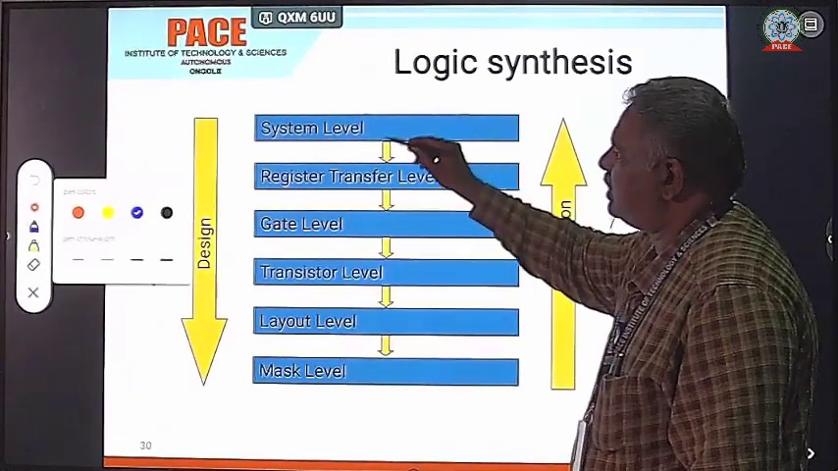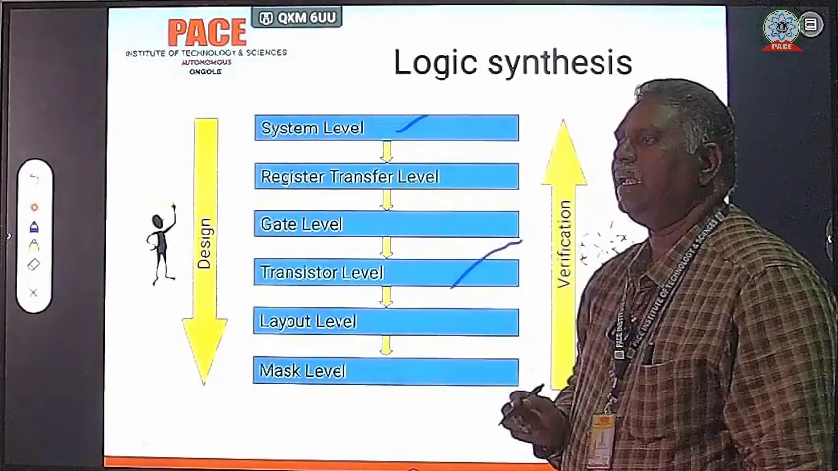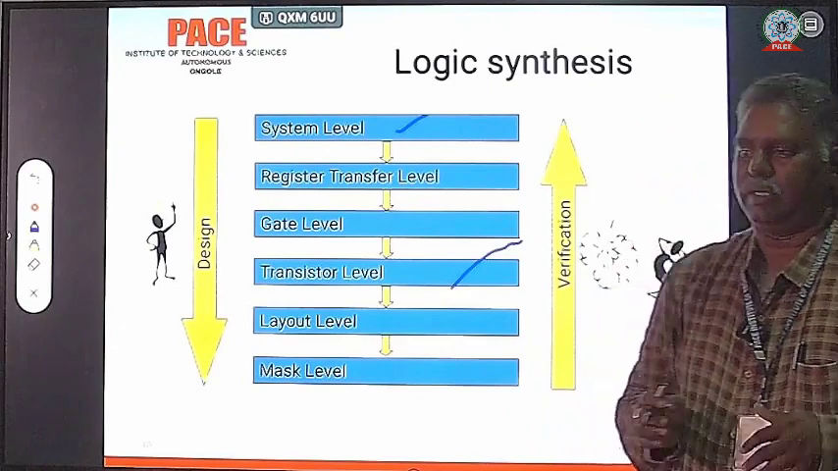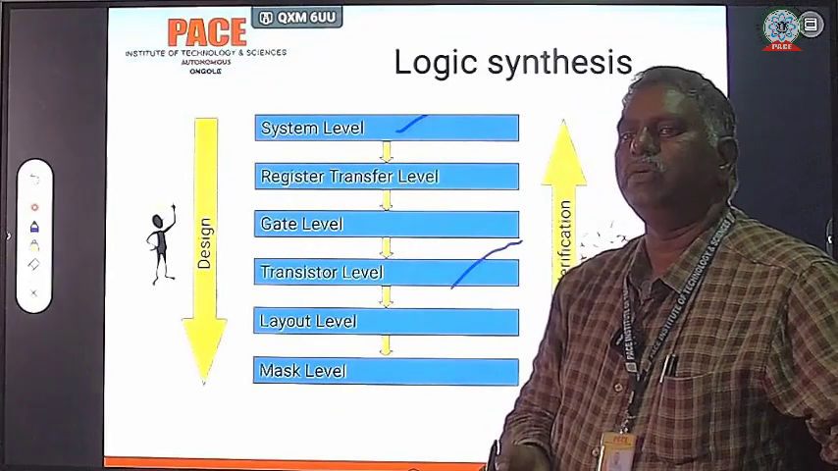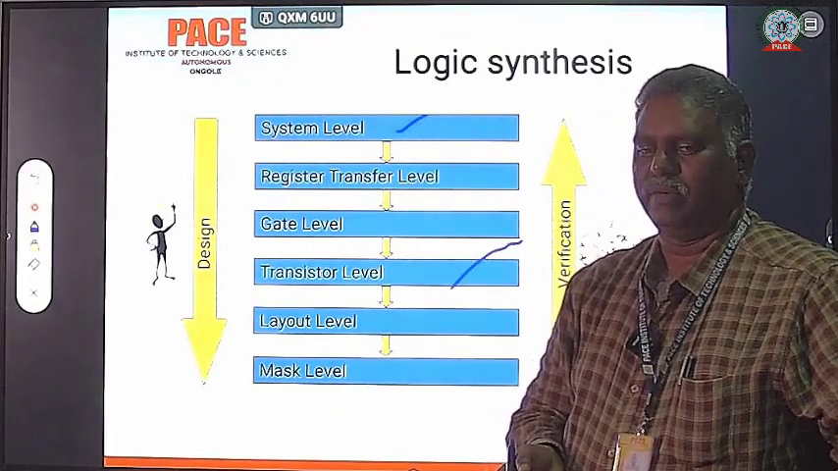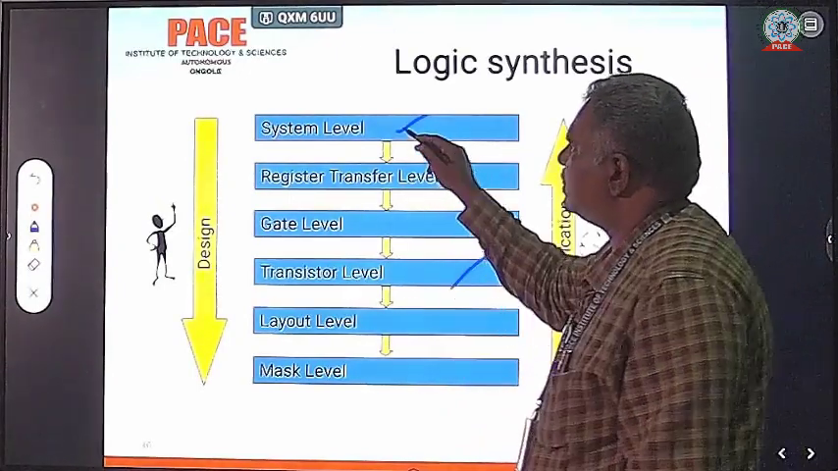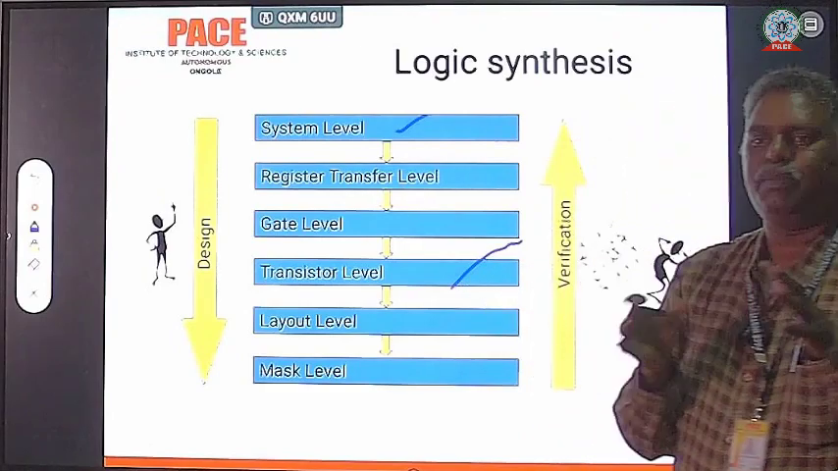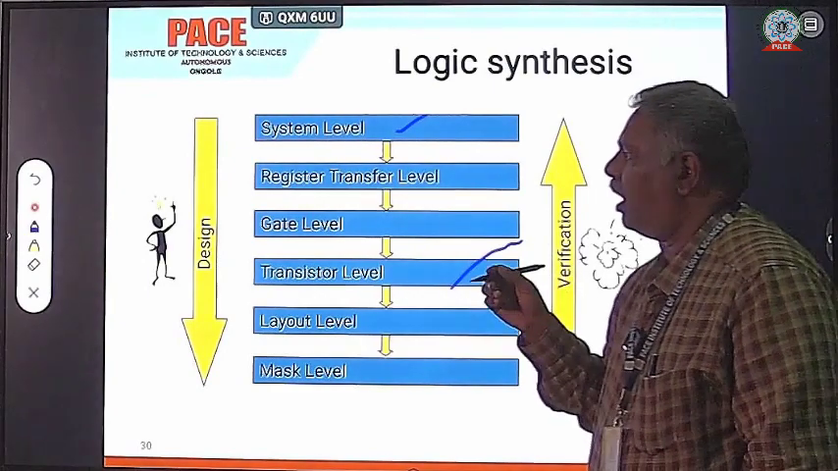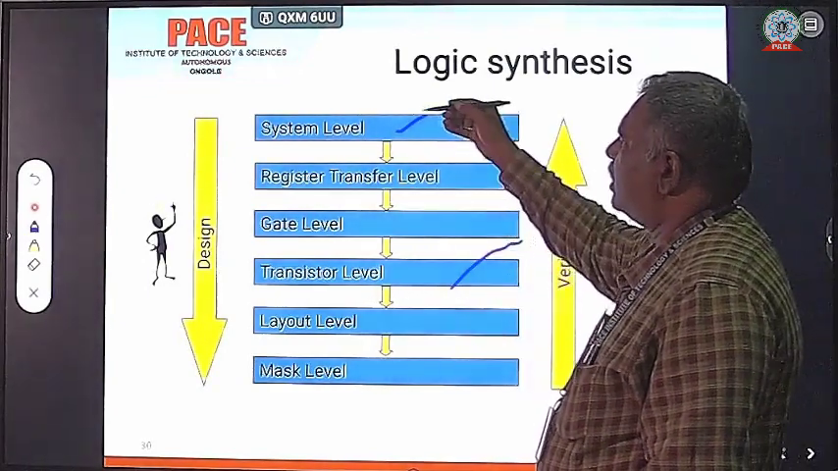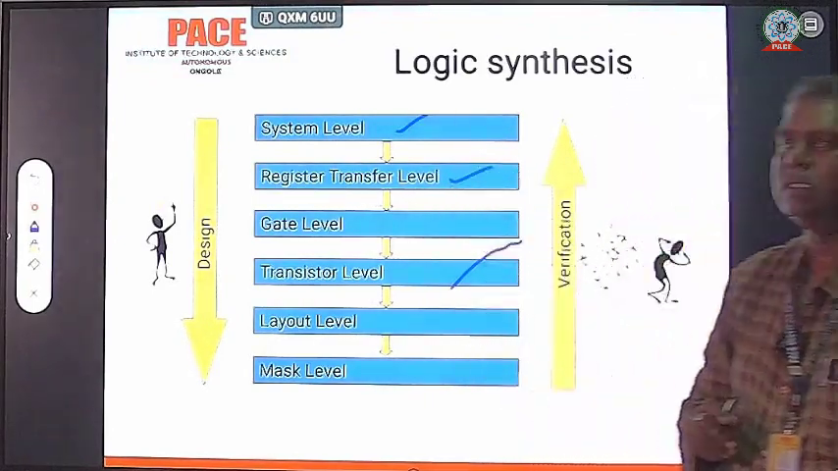While we are seeing the design, first we are going to see the system level. So in a system level, what is there? We are going to write the program. For VLSI, we are going to use VHDL code or Verilog code. So this Verilog code or VHDL code comes under the system level. Once you write the program, it has to be translated, from the system level to the register transfer level.